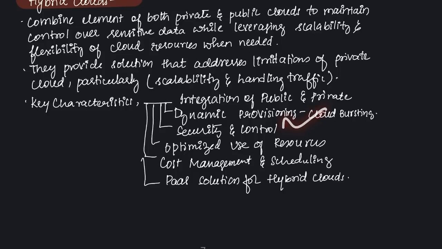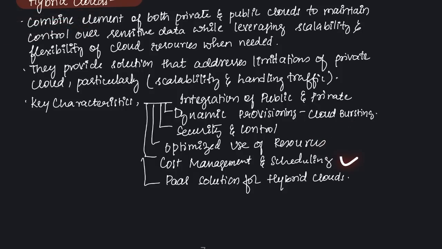Then we have security and control. By making use of the private cloud, you can store the sensitive data and critical data there. And in public cloud, you can generally store whatever is not that time critical or sensitive data. And we have optimized use of resources. Again, as I told, whenever I want, I'll access. Whenever I don't want, I will not access. And even when there is high demand, I'm able to use it properly. All such things could be achieved by making use of hybrid clouds.